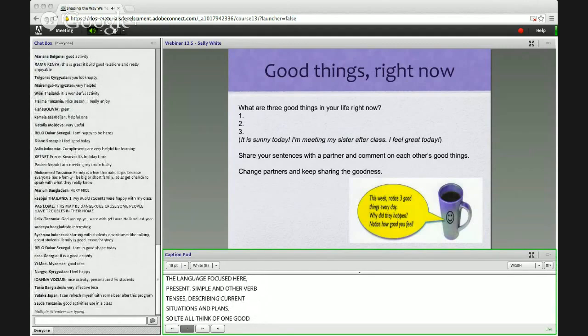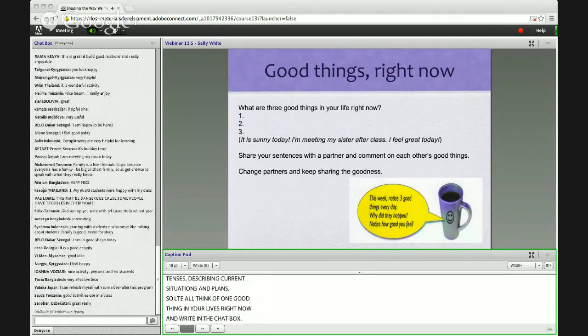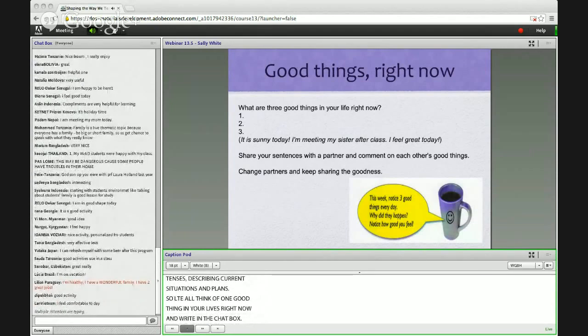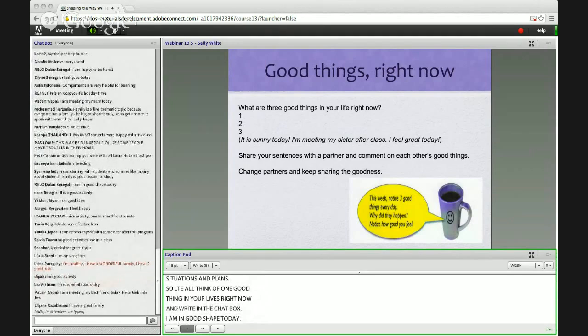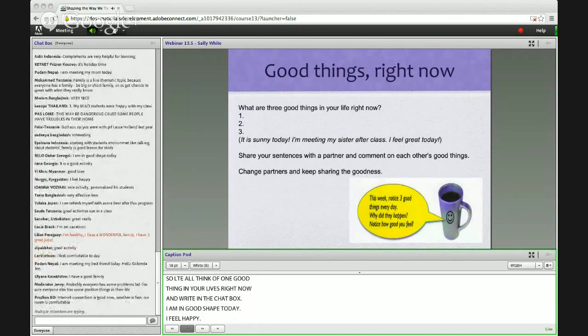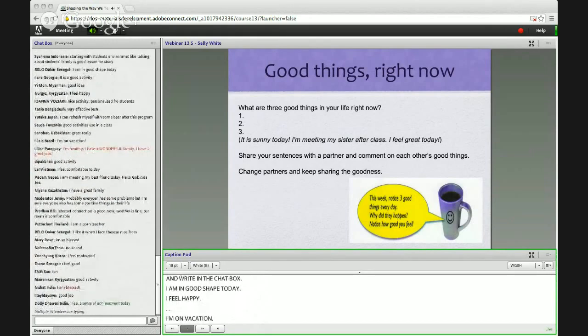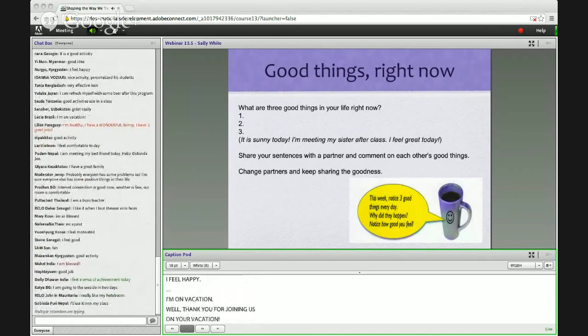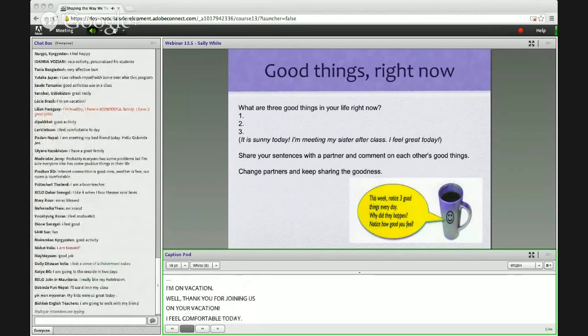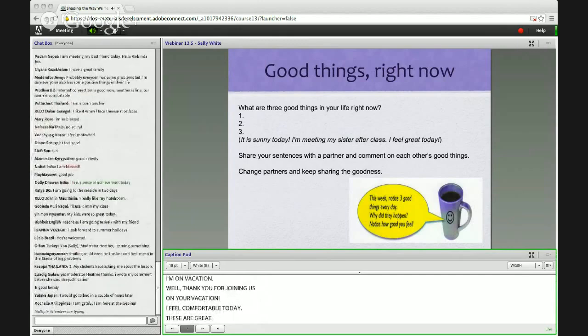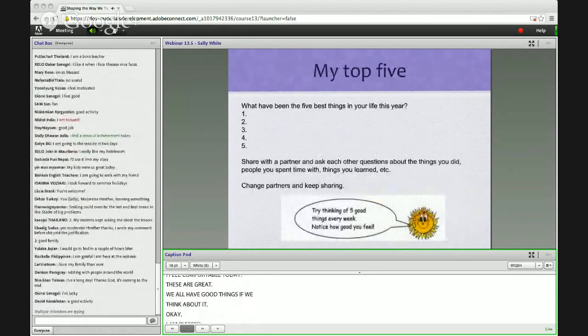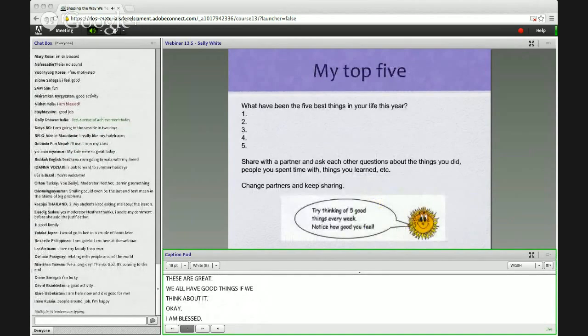I am in good shape today. I feel happy. From Nurguz. I'm on vacation. Well, thank you for joining us on your vacation. I feel comfortable today. These are great. We all have good things if we think about it. Okay, I am blessed. All right, we'll move on to the next one.